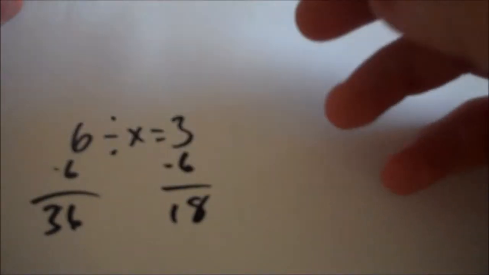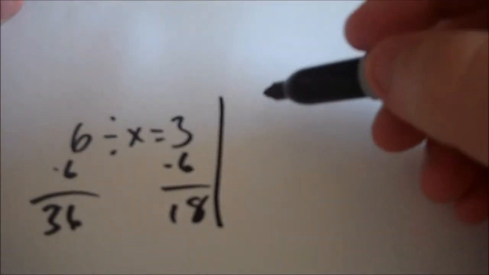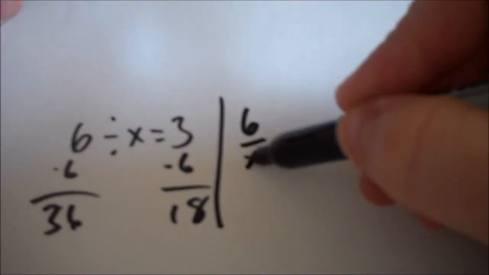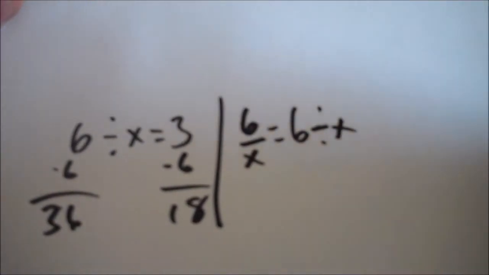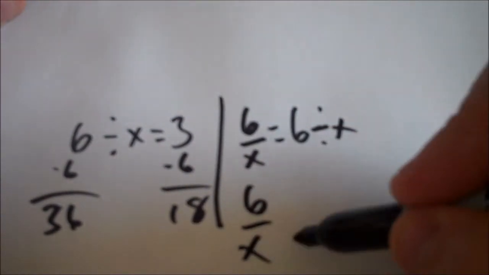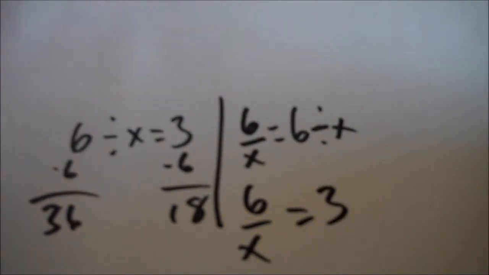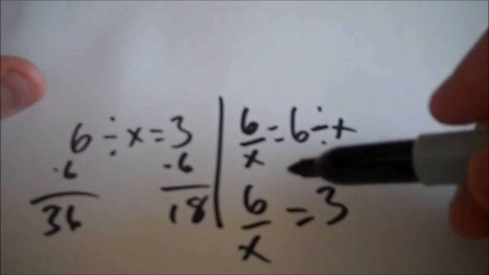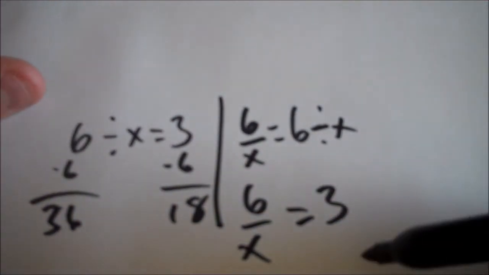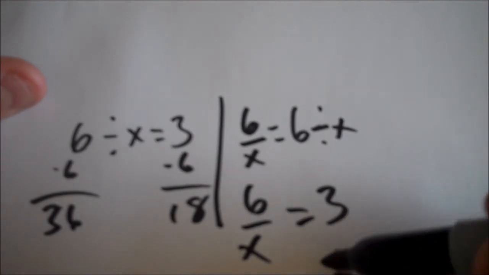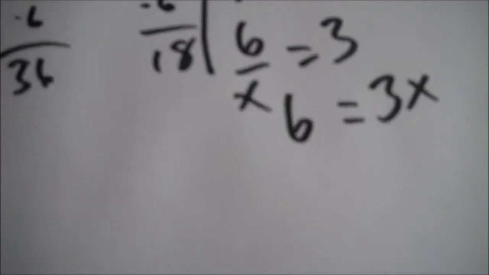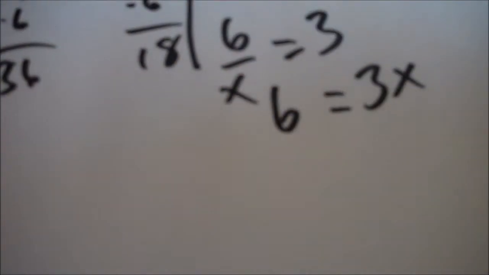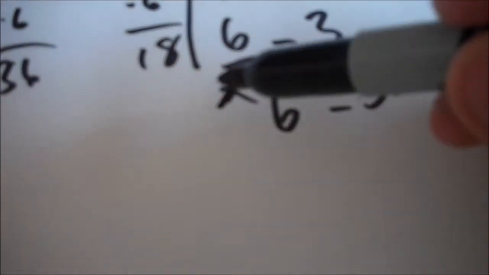So what we're going to do is, since 6 over x is the same thing as 6 divided by x, we're going to set it up as 6 over x equals 3. And then from there we're actually going to multiply everything by x. So that'll give us 3x equals 6, because since we multiplied x by both sides, the x canceled out here.